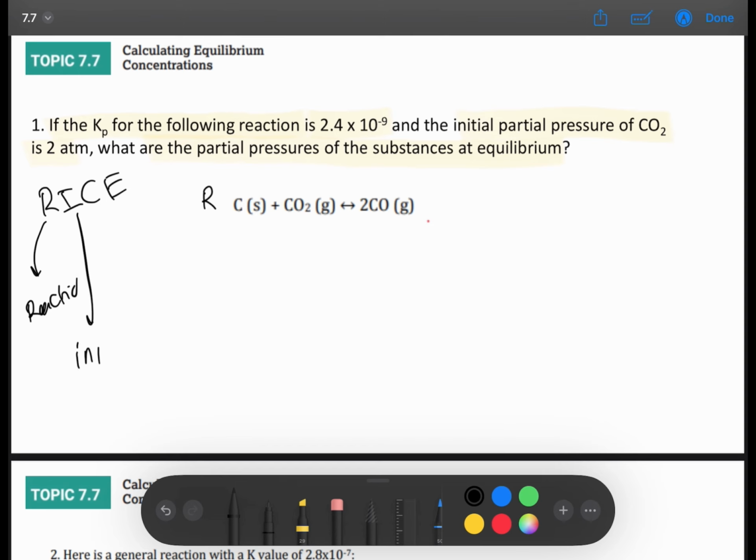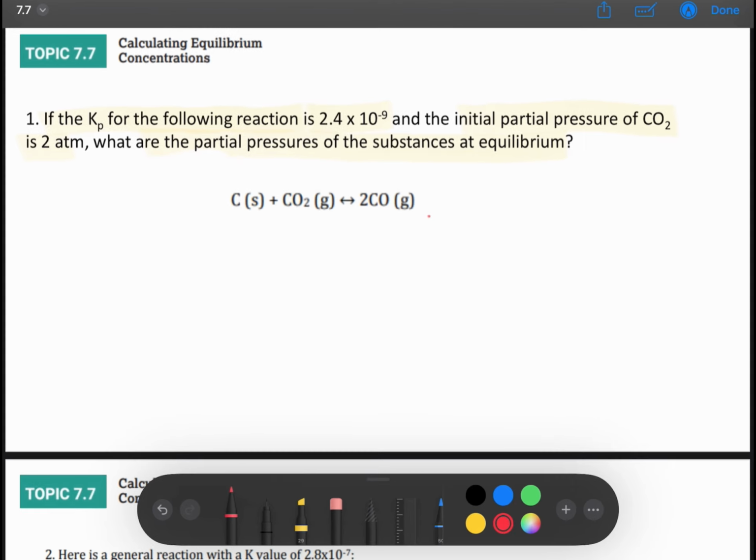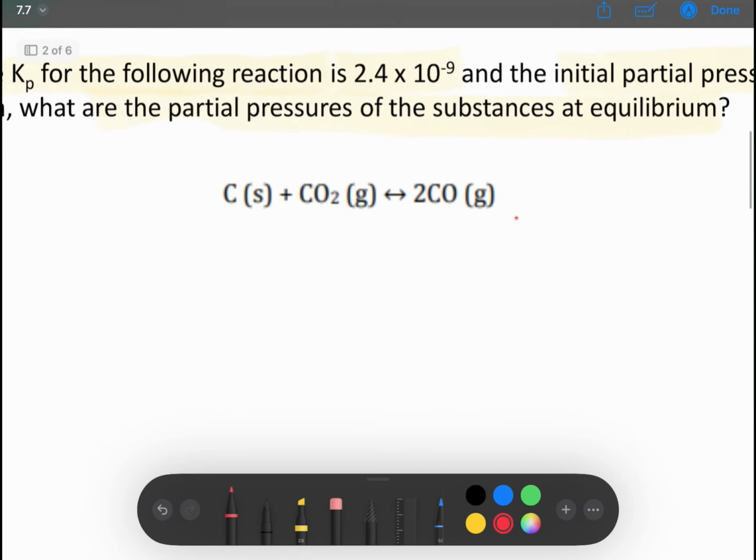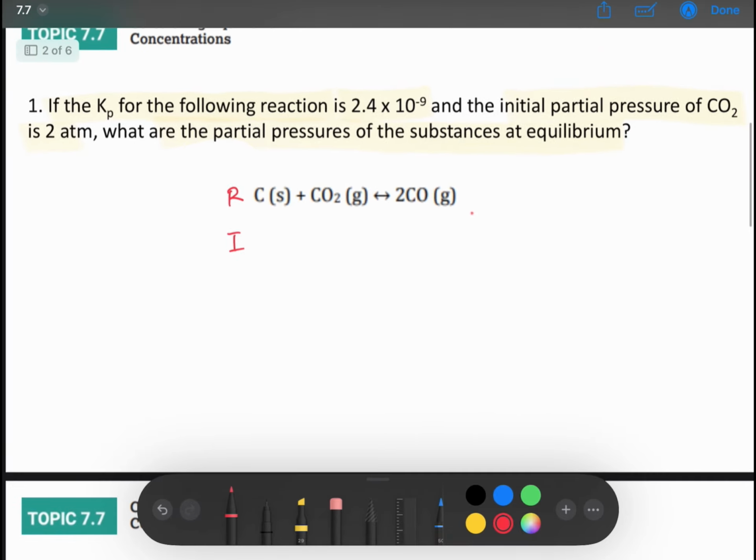initial, change, and equilibrium. It's a long word, I don't like to write it. As we said, we're going to use the reaction. So this is our reaction. At initial time, the only piece of information that is given to us is the partial pressure of CO2. You can see the partial pressure for CO2 was 2 atm.